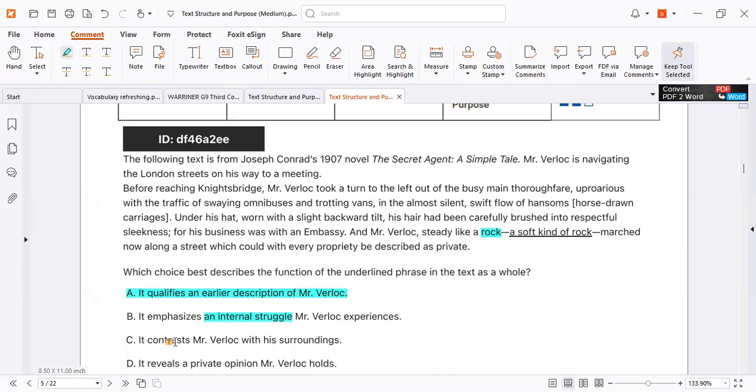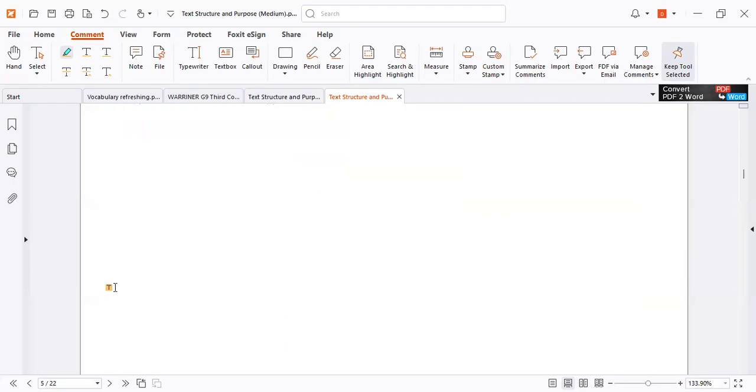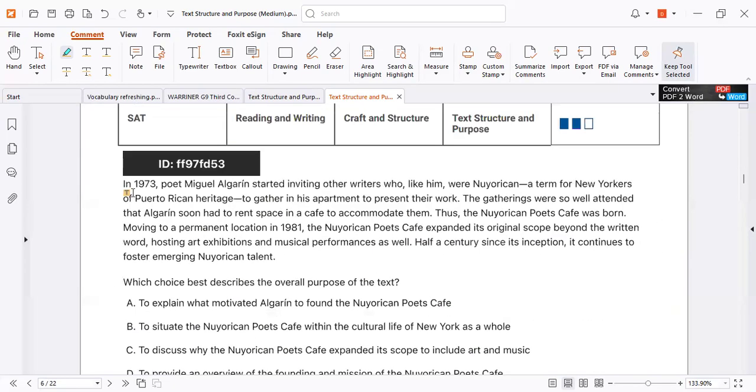Contrast, we don't have a comparison. Private opinion. No, it's not a private opinion because the narrator is talking. Mr. Verloc, not private opinion. The description about him. And in between two dashes, we have additional information to describe something before. So it's information about Mr. Brown. Very good try. And always memorize and practice all the vocabulary you did. Let's try.